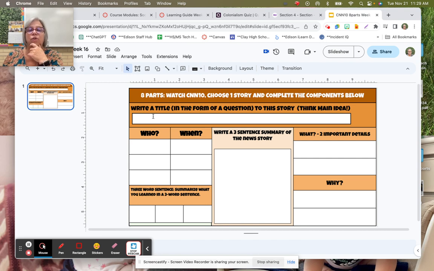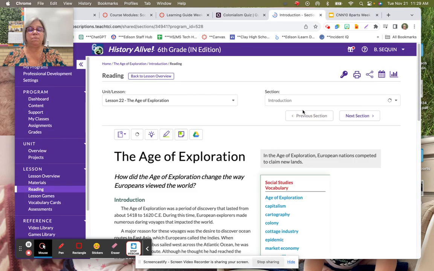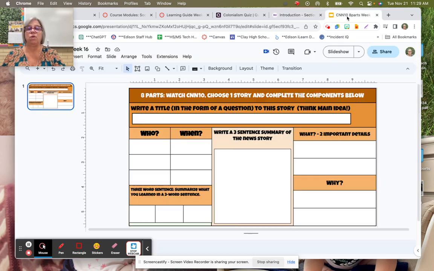All right, so you're going to write a title. This is like the main idea, but it's going to be like a question. Think about in our lesson that we read on section 4, when we were in the introduction, think about this question. It is answered in our reading. So, what question was answered in the story? As many names as were in the story? As many times that it occurred?